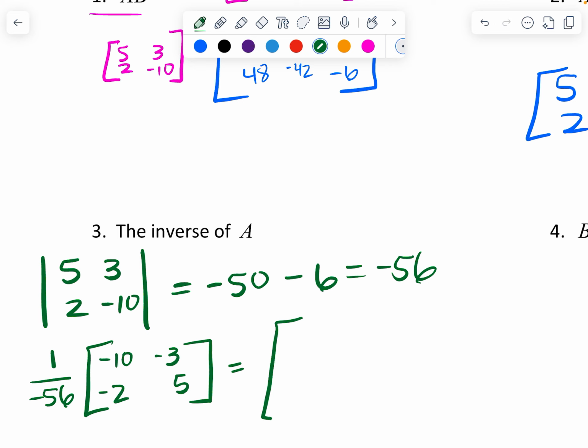So if I multiply that out, I get positive 10 over 56, which is going to be 5 over 28. And then that's going to be 3 over 56. And this is going to be 1 over 28. And this is going to be 5 over 56.